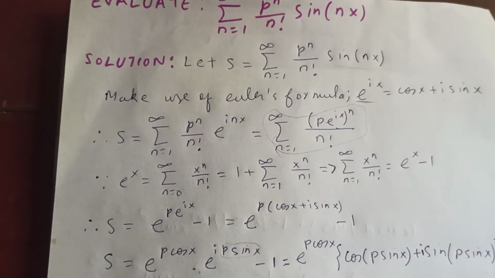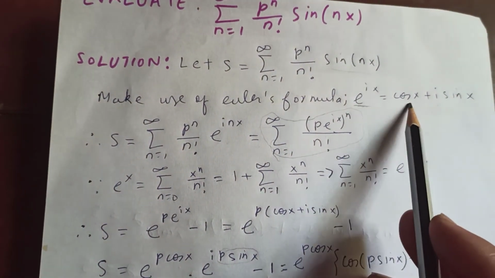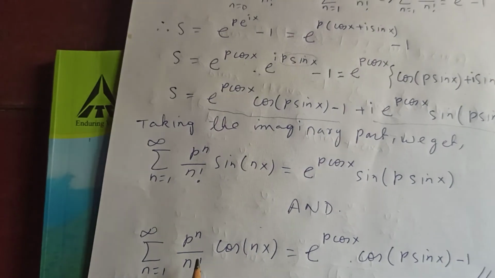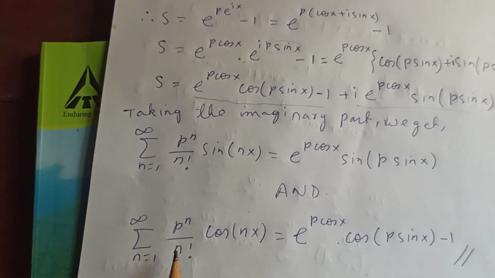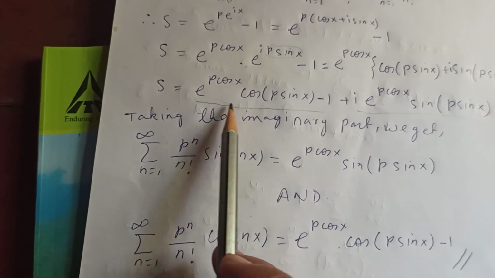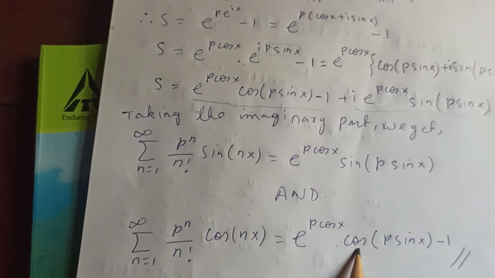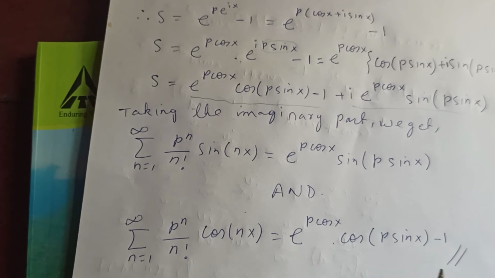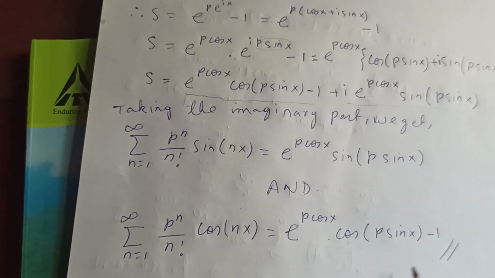And we can extract the real part also. For the real part, the sum from n equal to 1 to infinity p to the n over n factorial cos nx is our real part. So the real part is e to the p cos x into cos of p sin x, minus 1. So that is our proof.